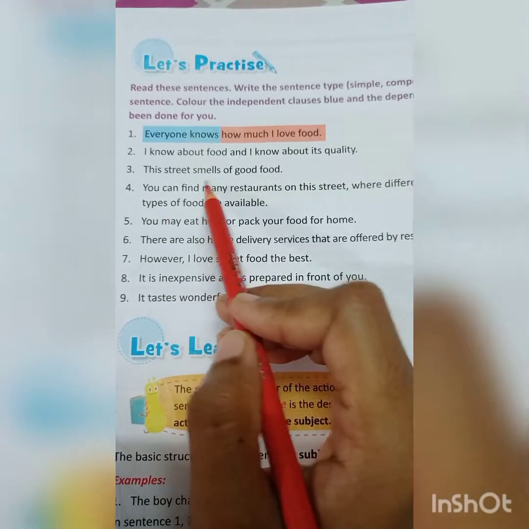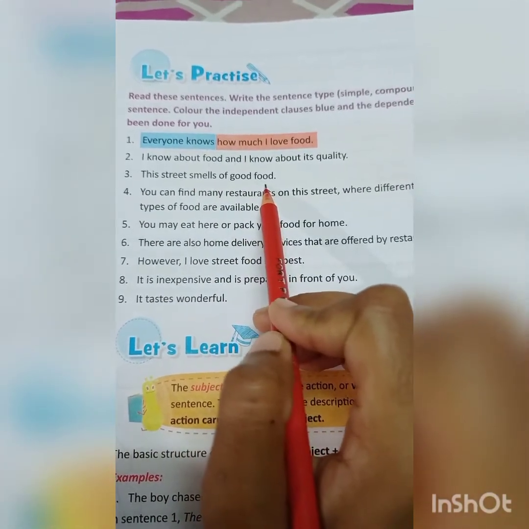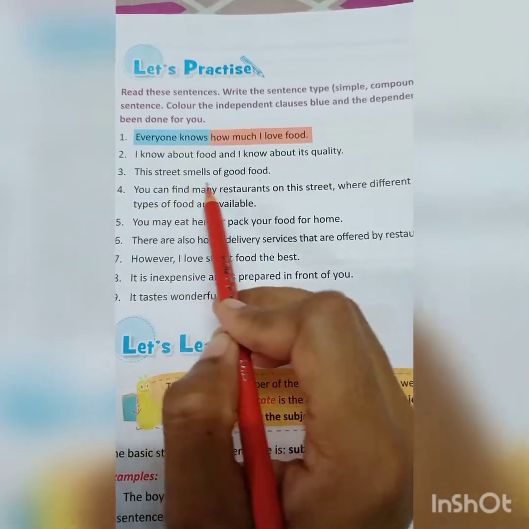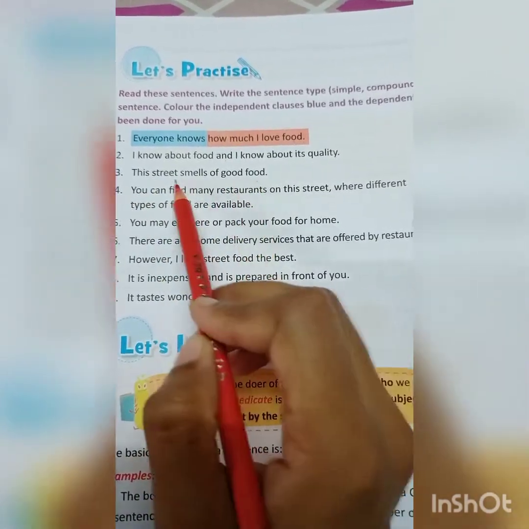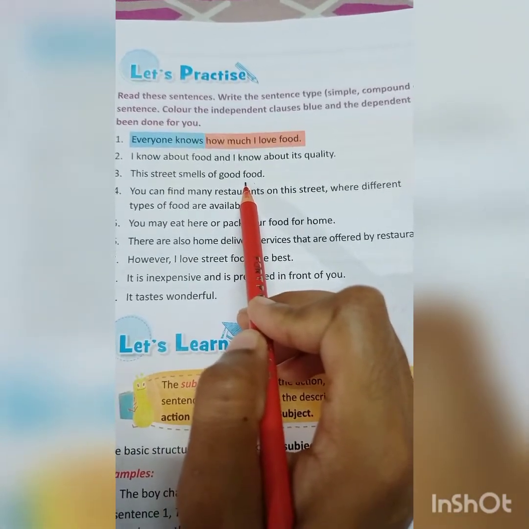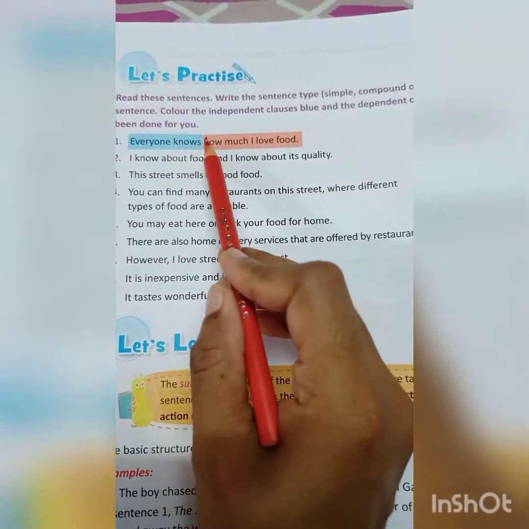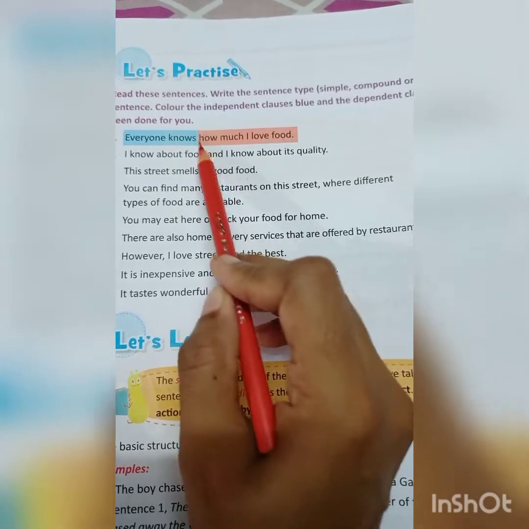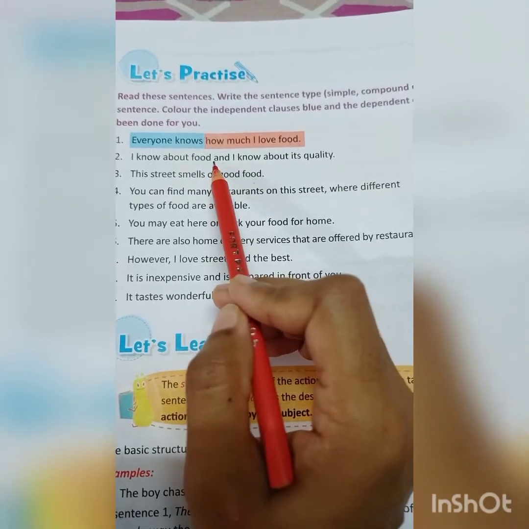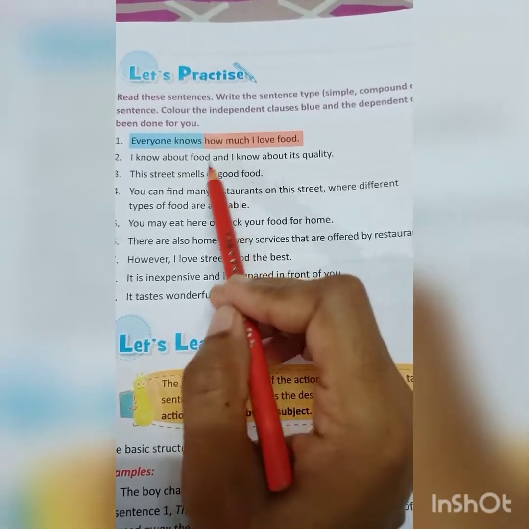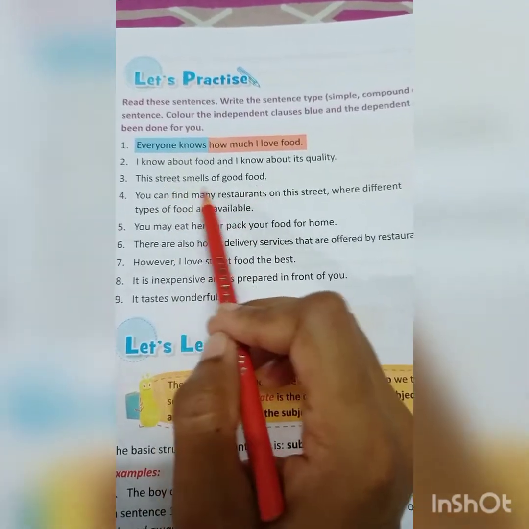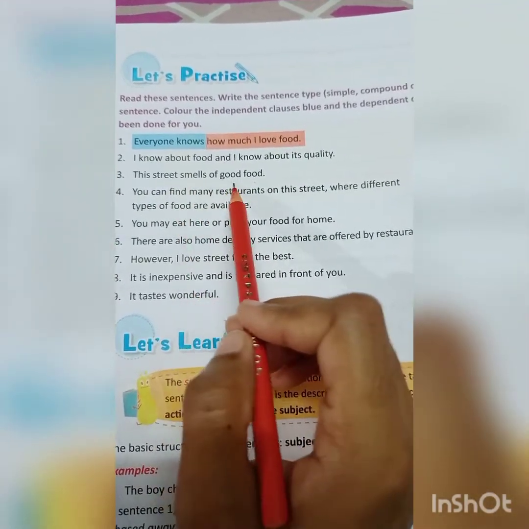This street smells of good food. This is what sentence? Simple. Why? Only one independent clause. No joining of sentences is there. Understood? First one complex. Why complex? See, joined by a WH word. Right? Second one, why? Second one compound. Joined by a conjunction. Third one, see, no joining. There is only one sentence, having only one independent clause.